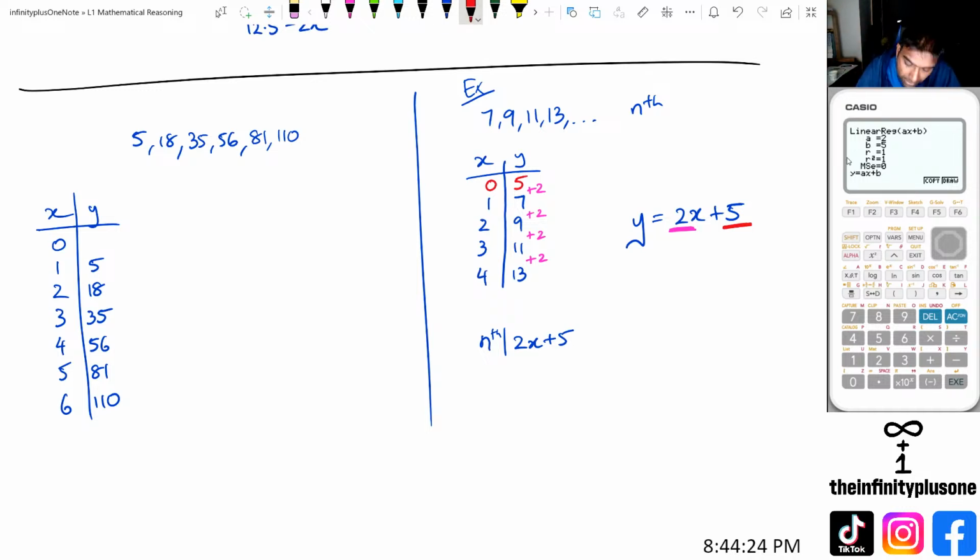And then what I do is I have a look at the difference of these numbers. If you look at it, between 5 to 18, it's going up by 13. 18 to 35, it's going up by 17. Then 21, 25, and 29. So as you can see, these numbers are not going up by the same amount. They're always going up by a different value. But there is a pattern to it, right? You can kind of see the pattern.